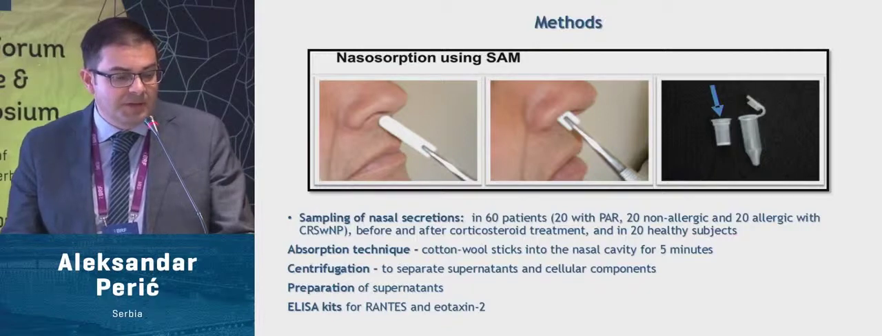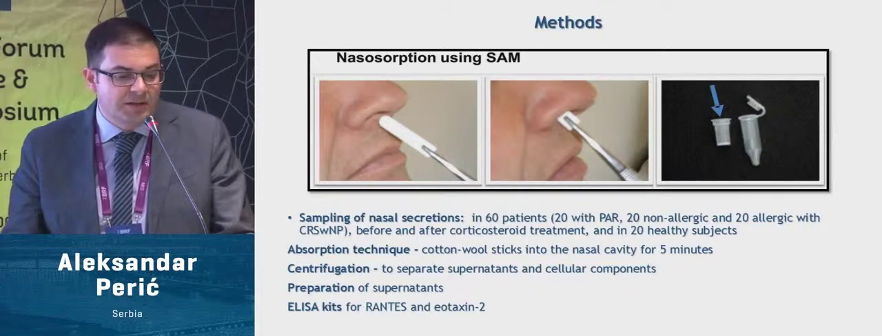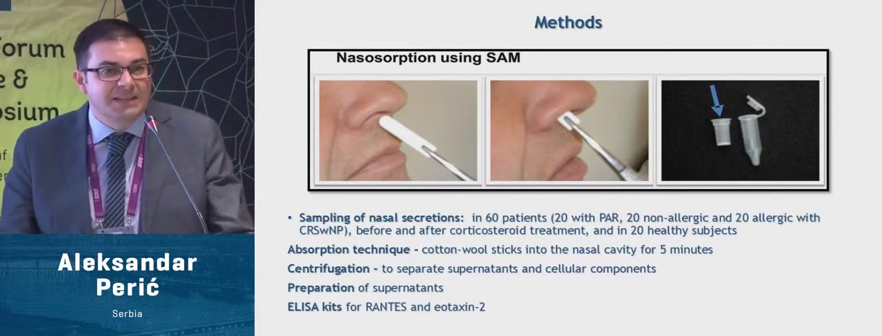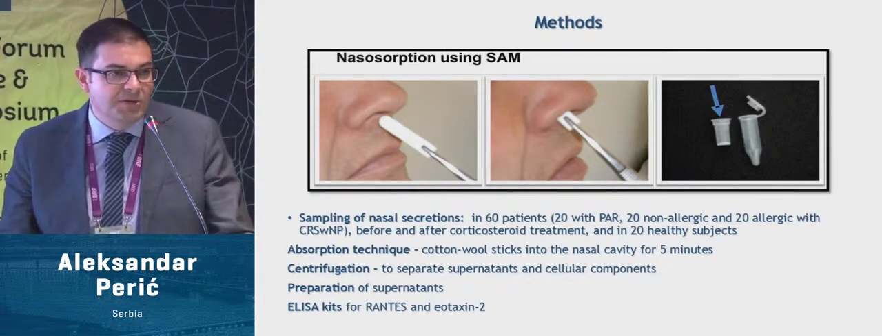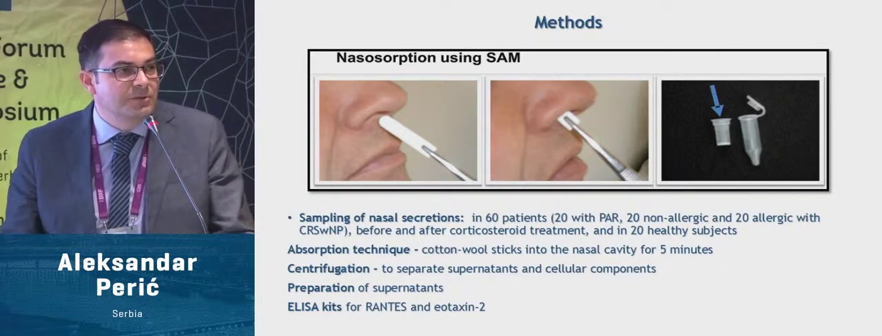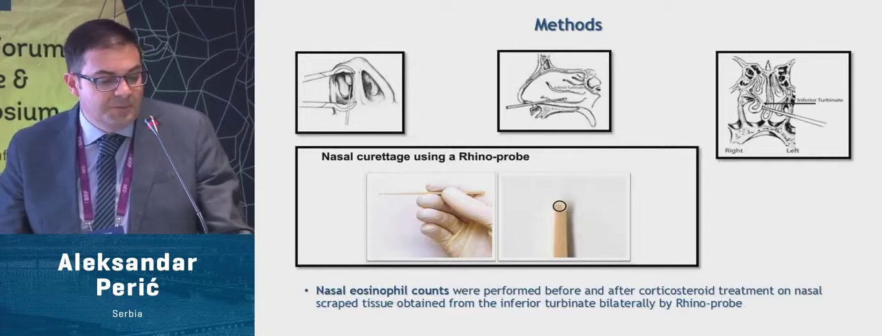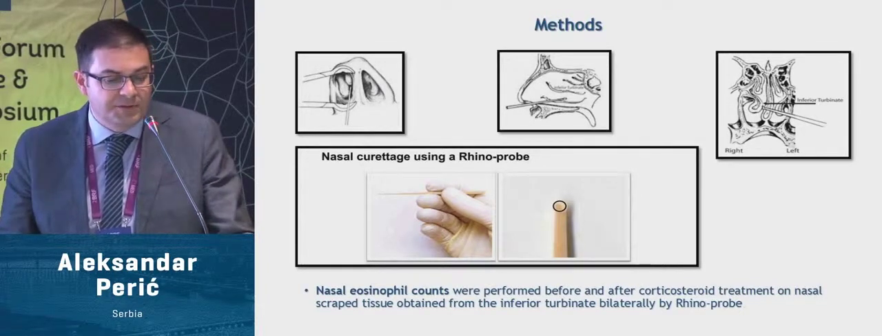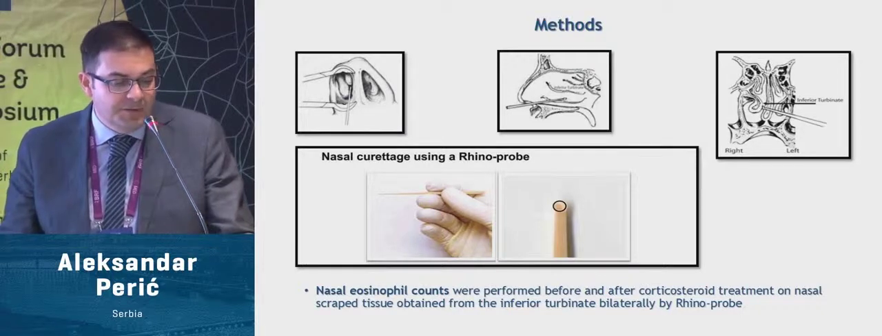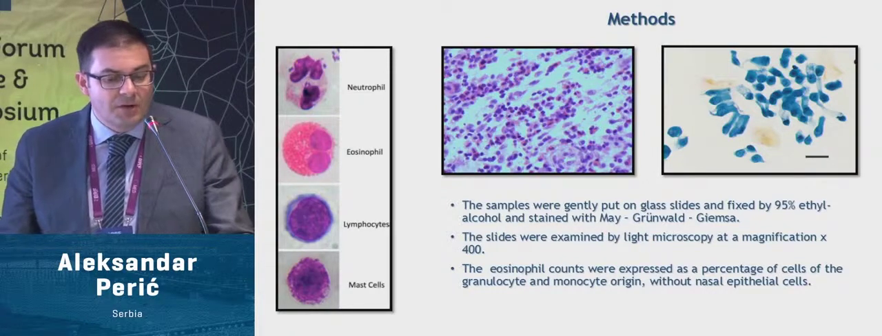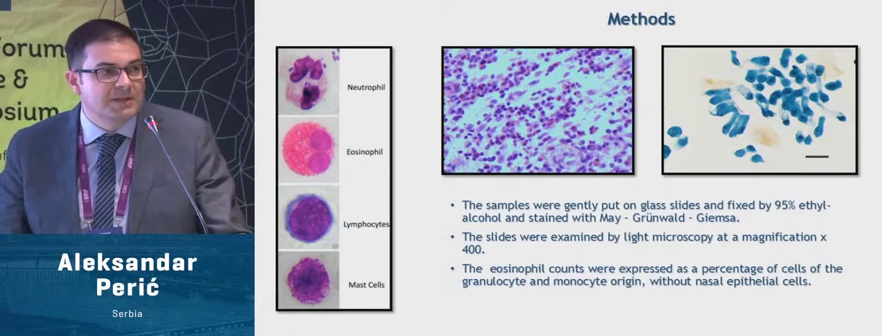We also sampled nasal secretions in all 60 patients before and after nasal corticosteroid administration, and in 20 healthy subjects, by the so-called absorption technique with cotton wool sticks, which were inserted into the nasal cavity for 5 minutes. After preparing the samples, we measured the concentrations of rhinitis and eotaxin 2 by commercial ELISA kits. Nasal eosinophil counts were performed before and after corticosteroid treatment on nasal scrape tissue obtained from the inferior turbinate bilaterally by a bioretinal probe, and the eosinophil counts were expressed as a percentage of cells of granulocyte and monocyte origin, without the nasal epithelial cells.